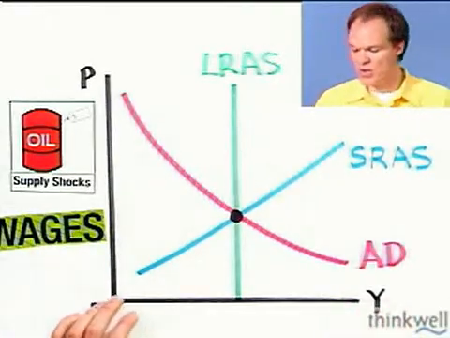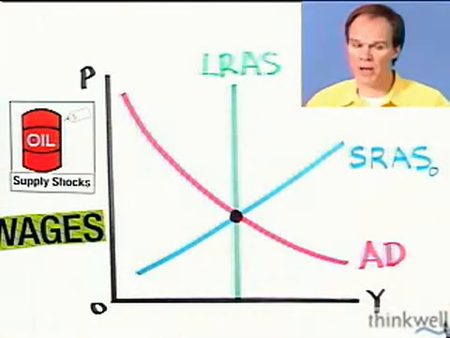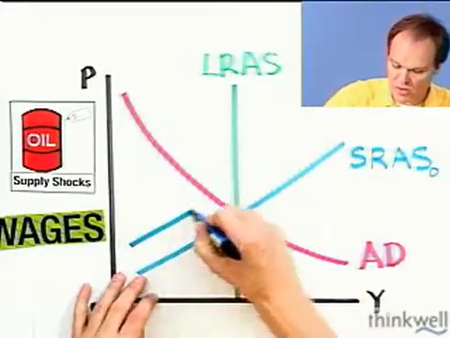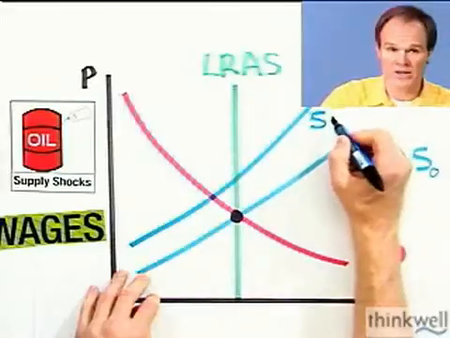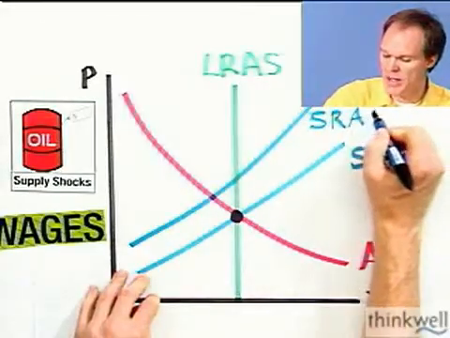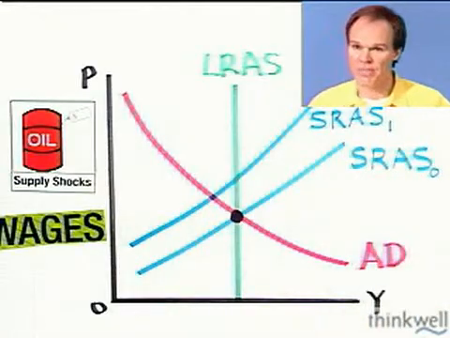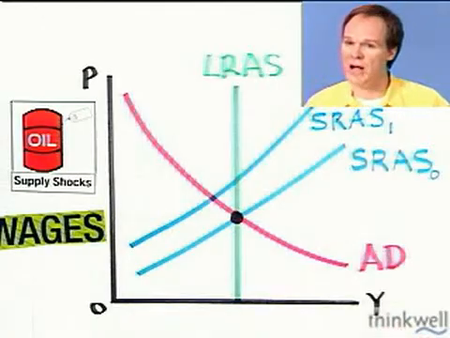If that happens, then we show that as an upward shift in the short-run aggregate supply curve. Because of the higher price of inputs, businesses are going to charge customers higher prices for outputs. And as that happens across the economy, we get a new short-run aggregate supply curve representing higher prices. Well, what's going to happen in this economy if we have a supply shock? What's going to be the consequence?